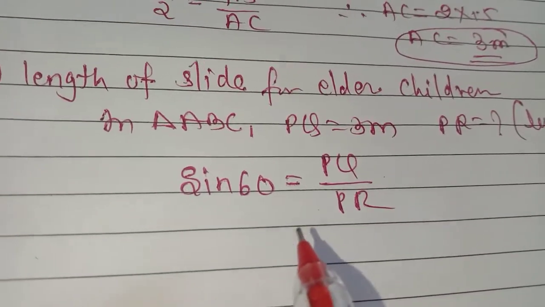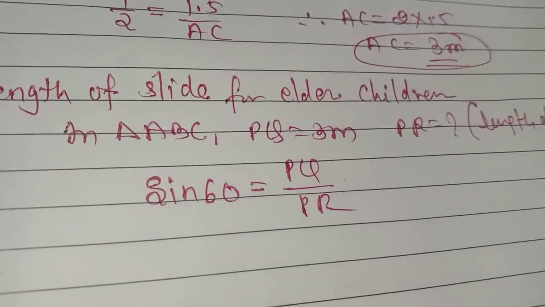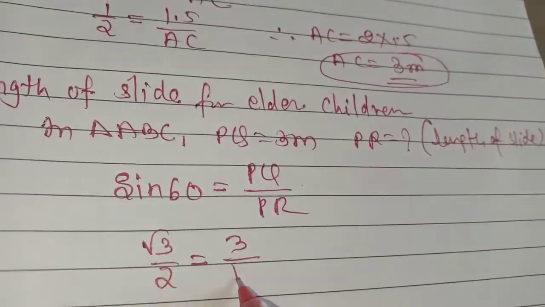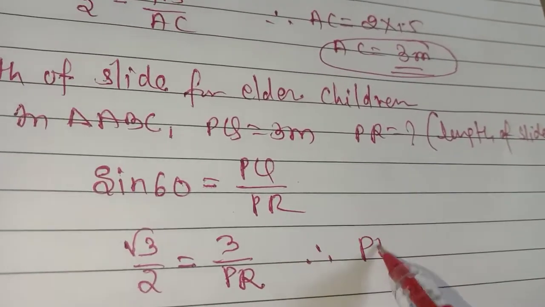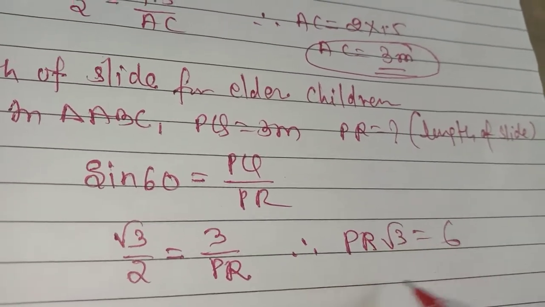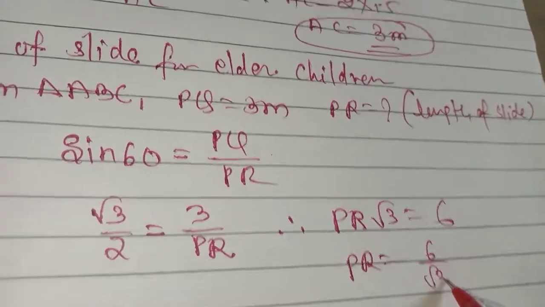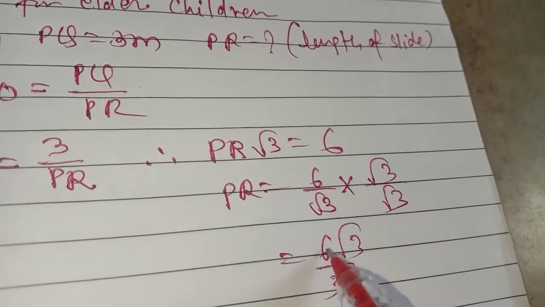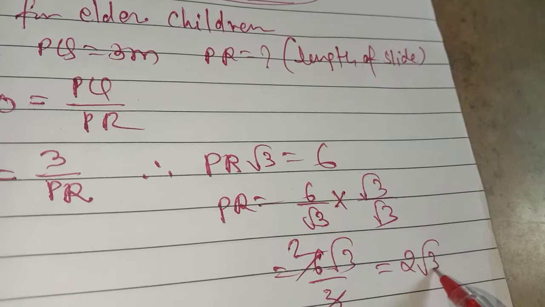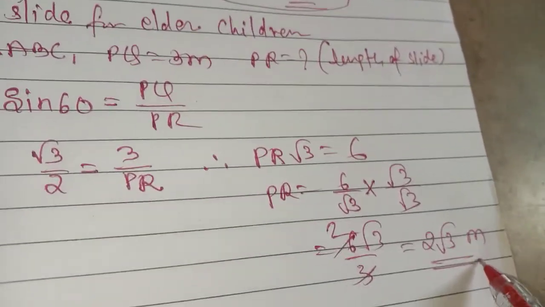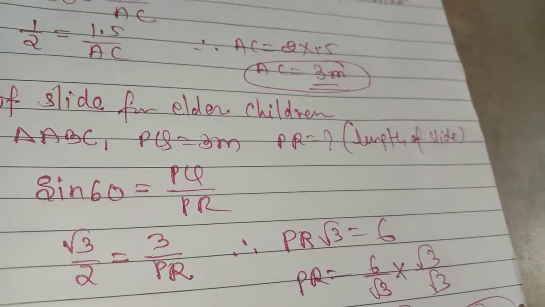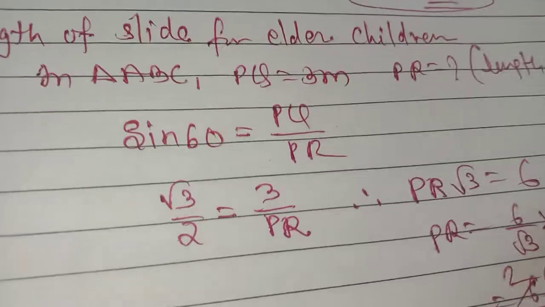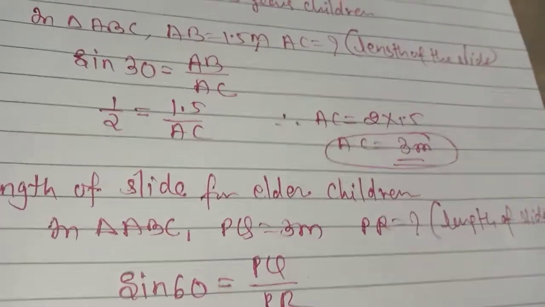So the value of sin 60 is root 3 by 2 and the length of PQ is 3 upon PR. Therefore PR root 3 is equal to 6. So PR is equal to 6 by root 3. We have to rationalize it compulsorily. It is 6 root 3 upon 3. 3 2s are 6. It is 2 root 3 meters. Clear? So this is the length of the slide for the elder children. Clear? So dear students, in this way we have to solve the question.